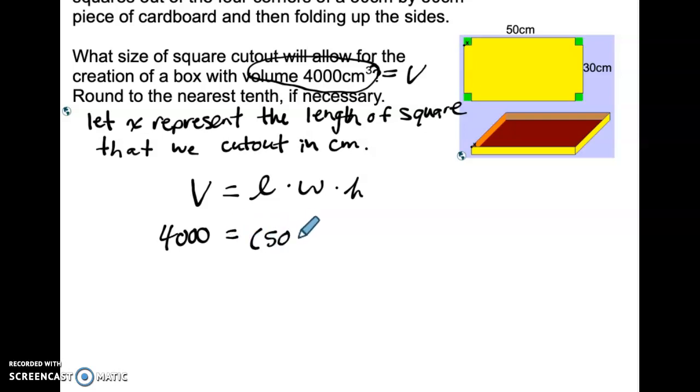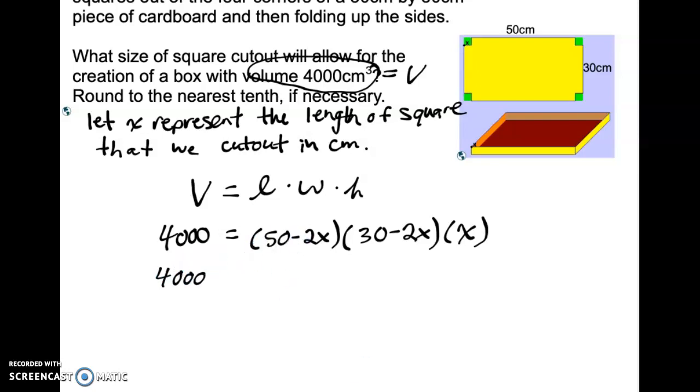So my length was 50 minus 2x. My width was 30 minus 2x. And my height was just x. Now, we are trying to solve for x in this equation. In order to solve for x, we need everything over on one side and fully factored. So to do that, we're actually going to have to expand everything, move the 4,000 over, and then refactor our equation. So let's start by expanding.